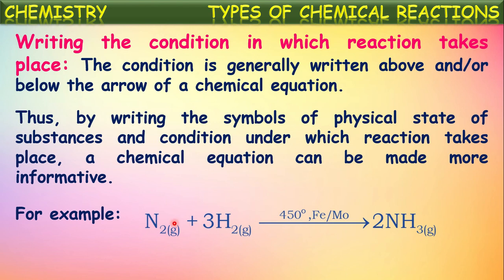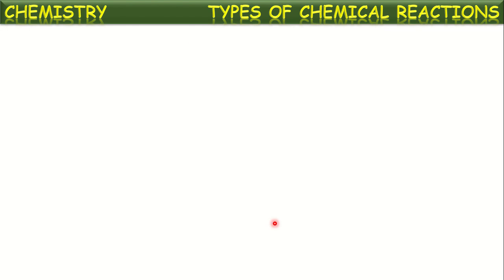So these are the additional informations given in a chemical equation. The physical states are understood, and under which conditions this reaction is taking place is understood, by writing this information on the arrow mark. Okay.